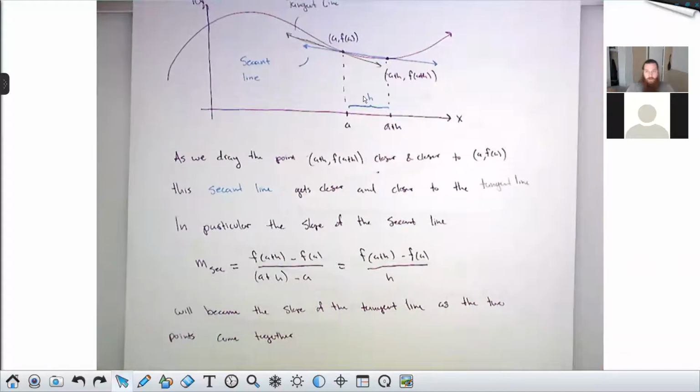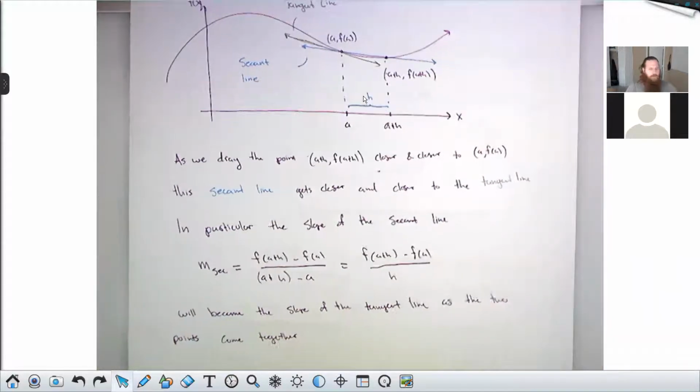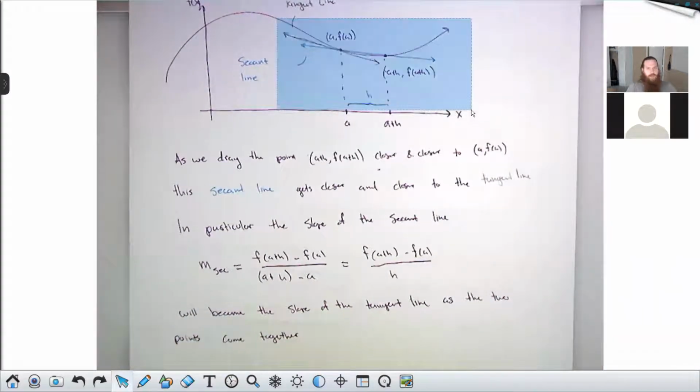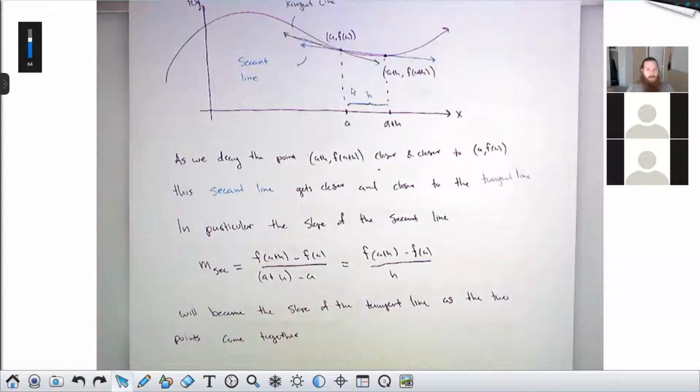So I'd like to ask you, what sort of limit do you need to take in this picture in order to bring this point closer and closer to this point? How do I bring these two guys together? By taking h closer and closer to 0. Yeah, exactly. I need to send h, the distance between them, to 0.